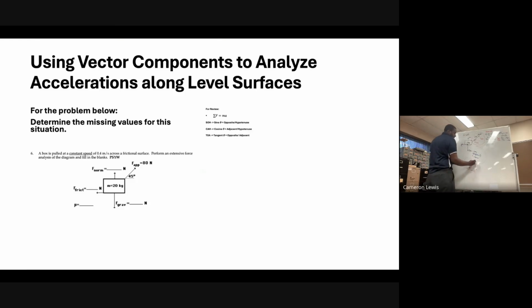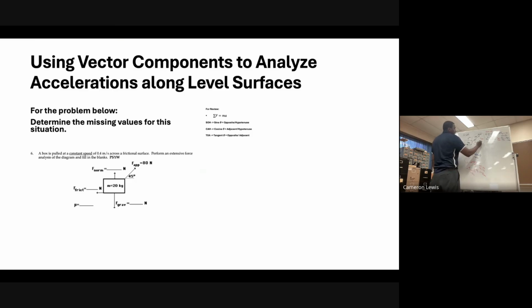So this is equal to 80. So for me to find X, I basically have to do this, right? I want to find out what X is, so I have to divide by root 2. 80 divided by root 2 is how much? 56.6. So now I know that both of these are 56.6.